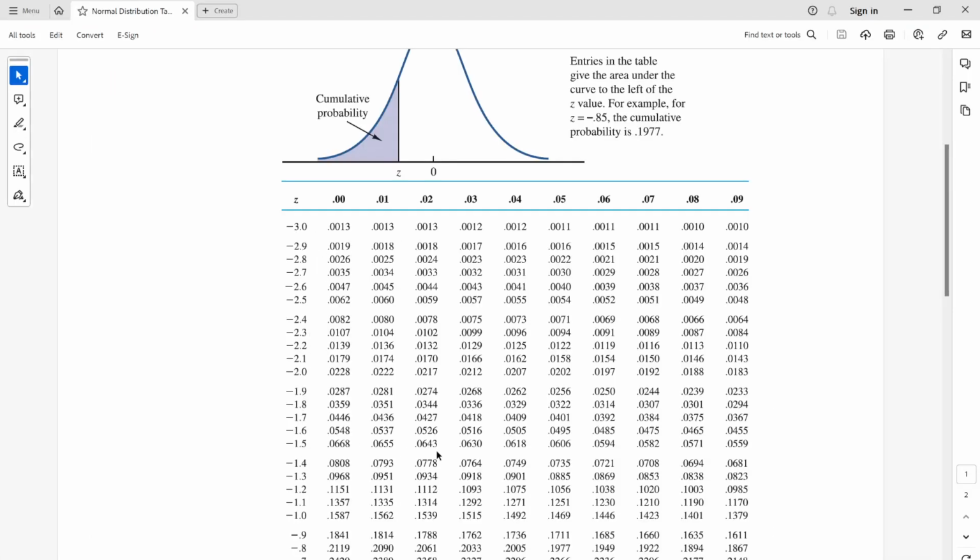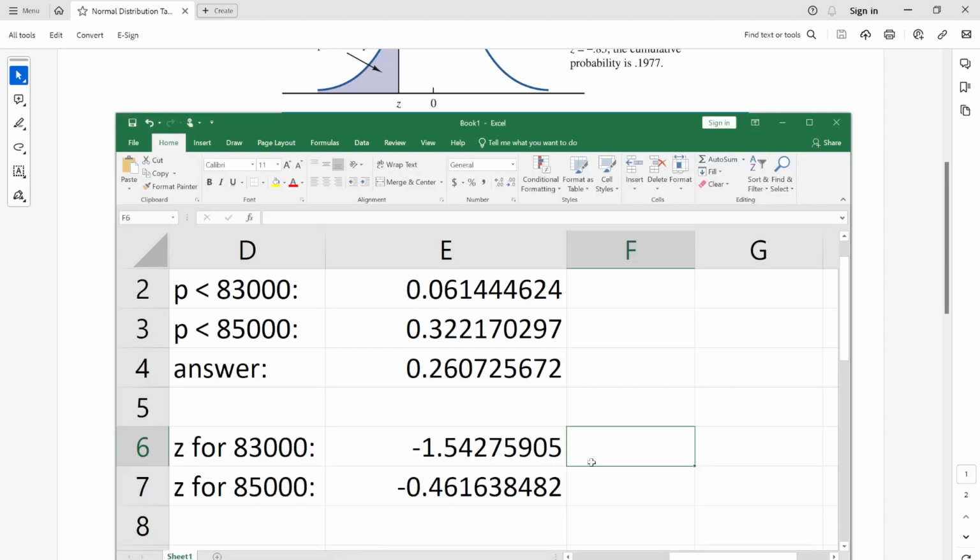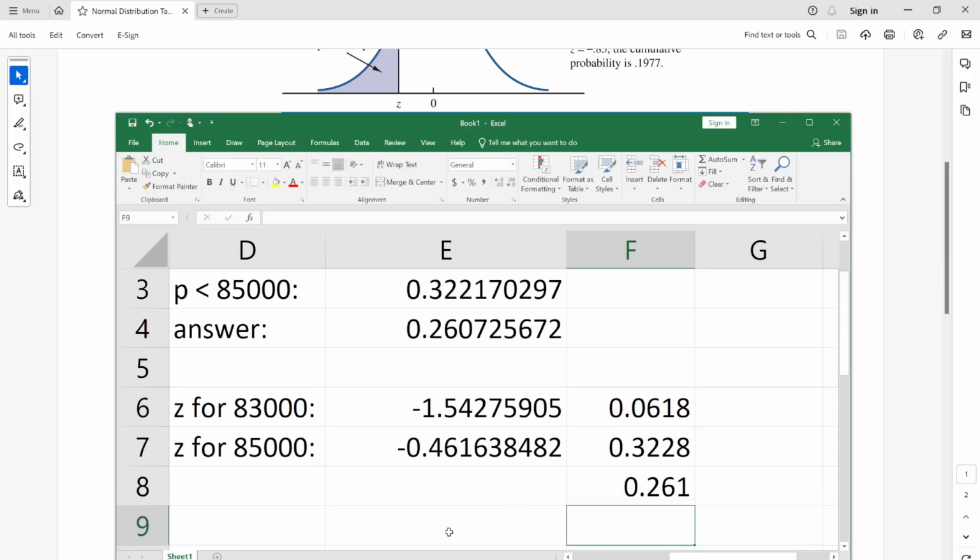So for negative 1.54, we are here, 0.0618, and then negative 0.46, we are over here, so 0.3228. So this one was 0.0618, this one was 0.3228, and then I'm just going to subtract this minus this. And you would end up with 0.261. So notice this rounds to 0.261. This gave us 0.261. So everyone would end up with something that rounded to 0.261 at the end.